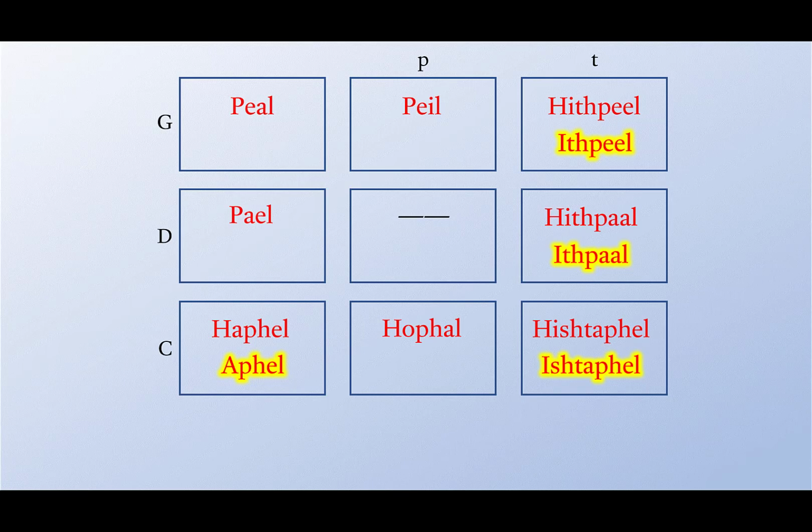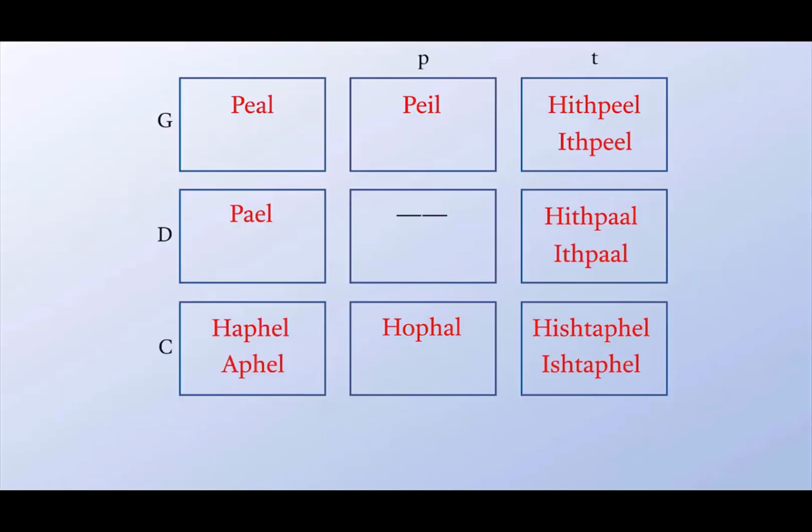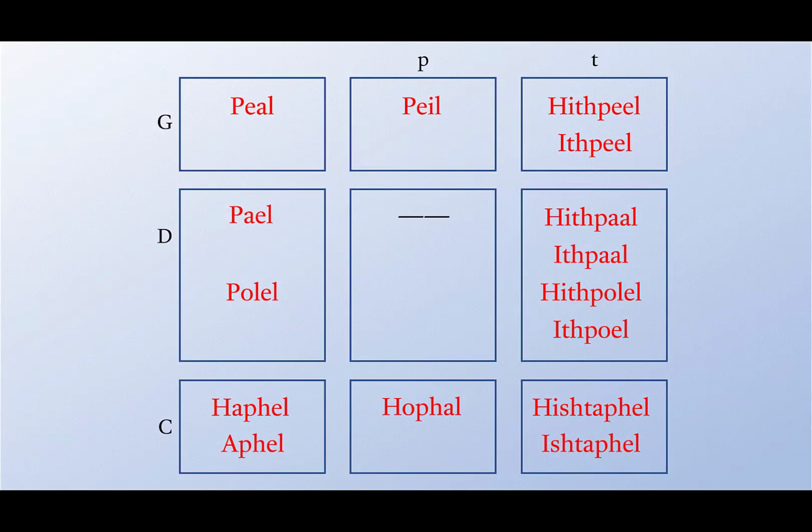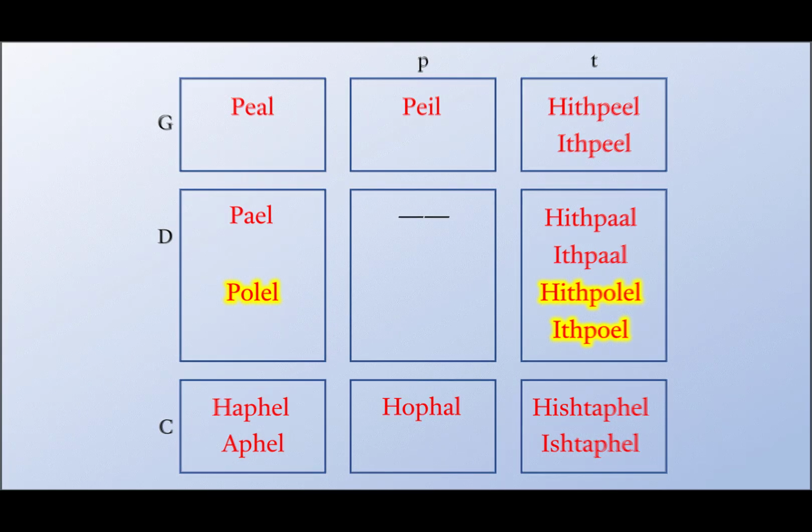And in a little bit, we're going to see an illustration of how these are free variants of spelling that have the same meaning. So hafel and afel, even sometimes in the same literary context, will both represent the causative of even the same verbal root. Okay, now we're going to expand the chart for these stems.